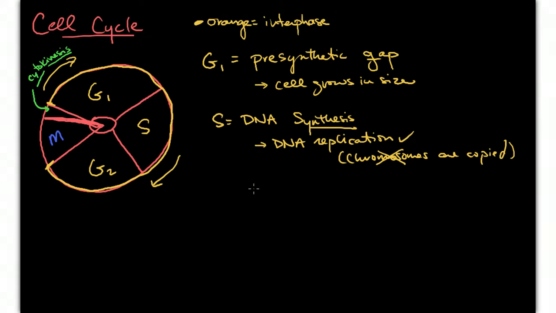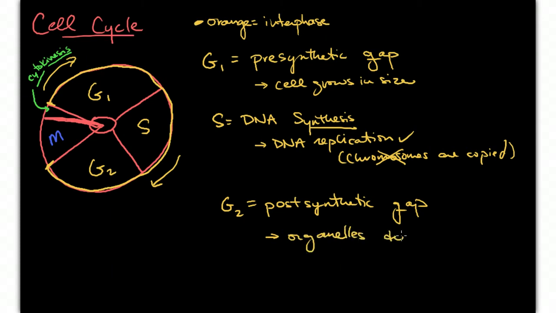And in G2, which is called the post-synthetic gap, and that's where the G comes from, organelles are copied, or double. So this is when chloroplasts and mitochondria replicate on their own because they have their own DNA. So organelles double, and there are some final checks that happen here before the cell divides or starts the division process of mitosis. So that's what's happening in the cell cycle.